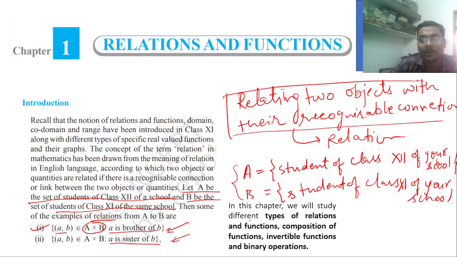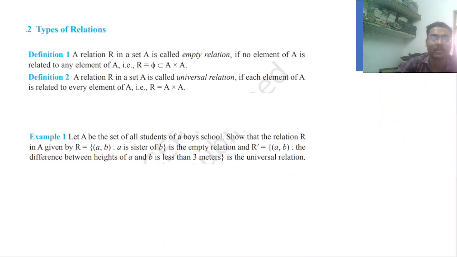In this chapter we will study different types of relation and function. First we will cover the different types of relation, and then the different types of functions. Composition of functions means adding two functions, subtracting two functions. We will also study invertible functions and the binary operations between various types of functions.